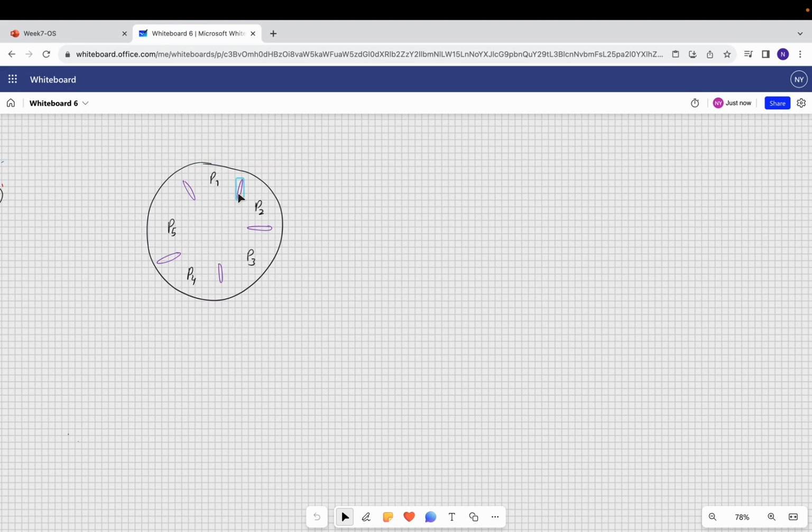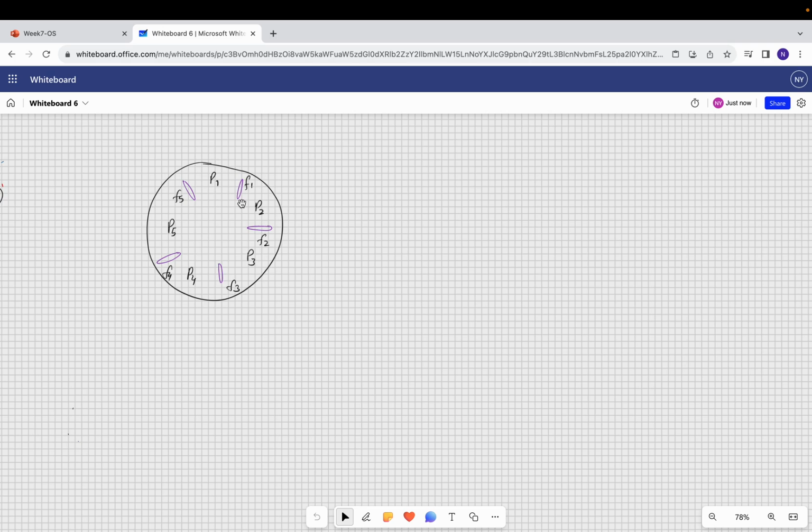And if every one of them picks the left fork first, then P1 will pick this one. Let me just number them also. We can say this is F1, F2, F3, F4, and F5. Then P1 will pick fork F1, P5 will pick fork F5, and so on. They will pick the fork which is on their left, and everyone will have only one fork, and none of them will be able to eat.